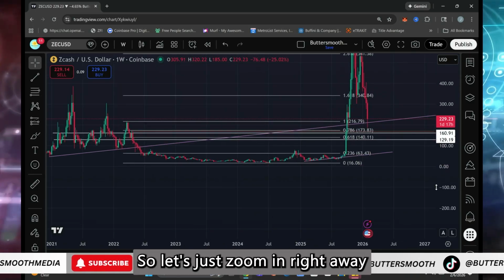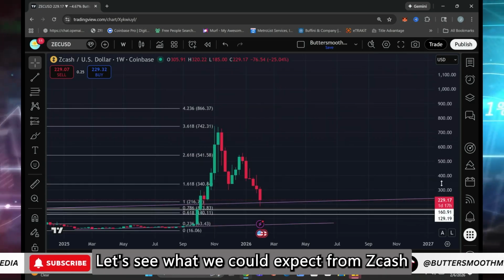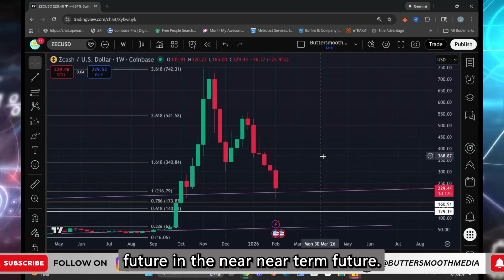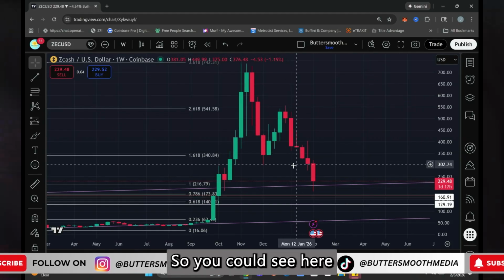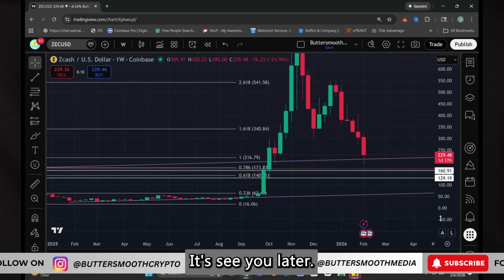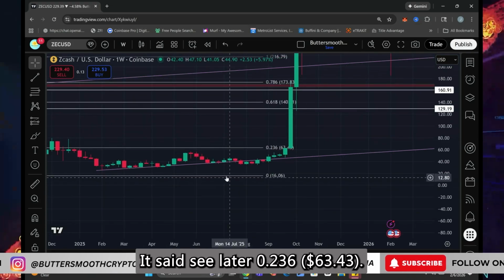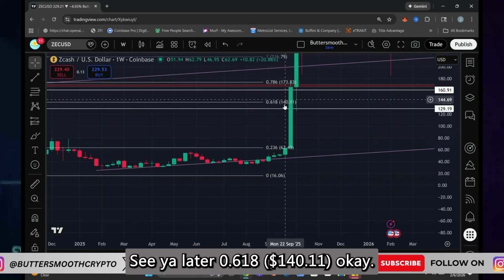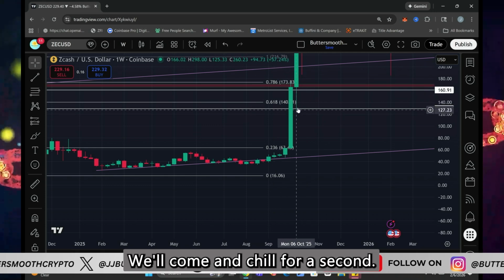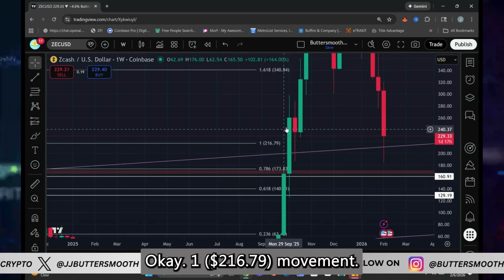So let's just zoom in right away and start looking at Zcash. Let's see what we could expect from Zcash in the near term future. You can see here, we just broke out. Zcash went parabolic. It said, see you later, 236. See you later, 618. Okay, we'll come and chill for a second. Wait a second. See you later, 786. Okay, one movement. See ya.